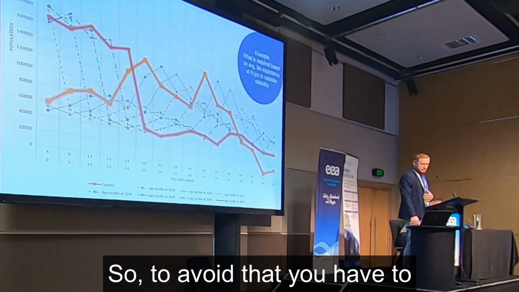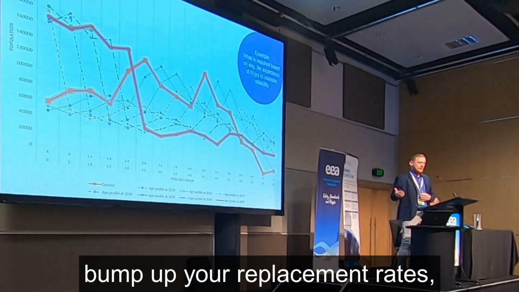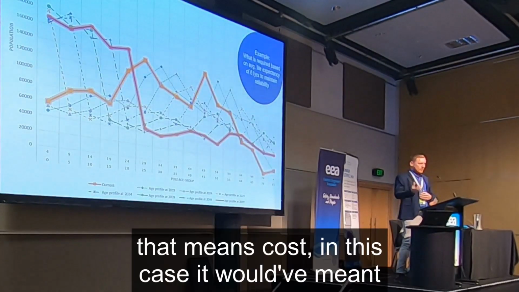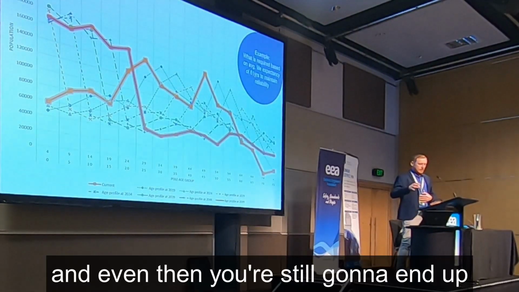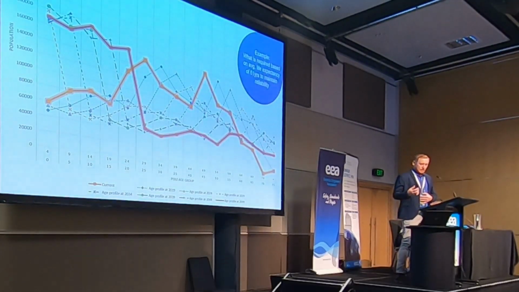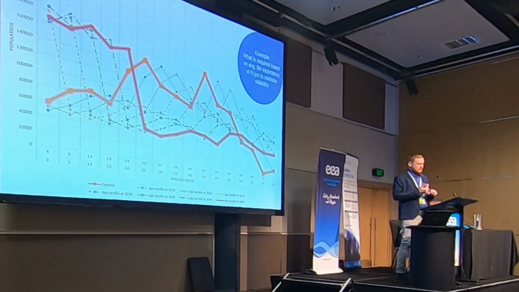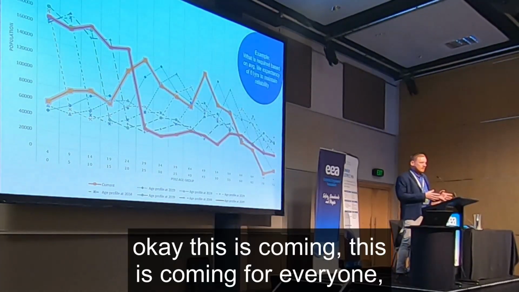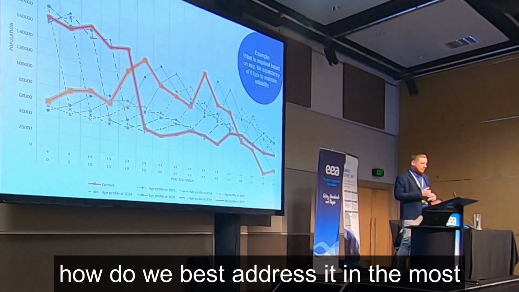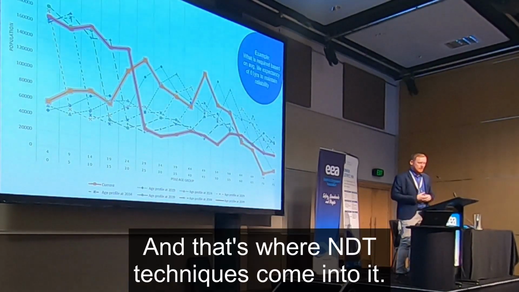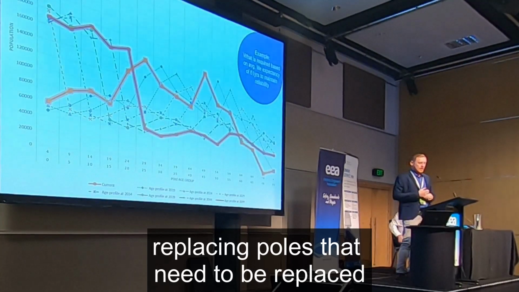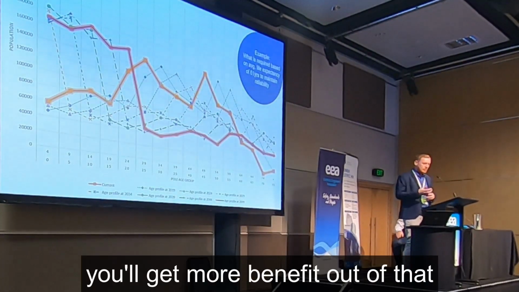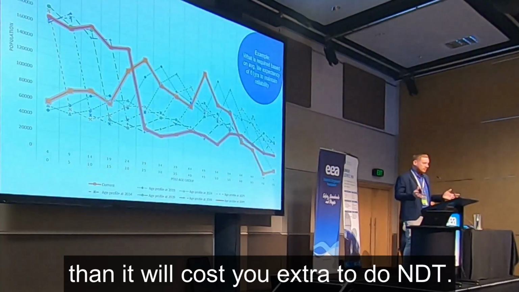So to avoid that, you have to bump up your replacement rates. That means cost. In this case, it would have meant tripling the cost of current replacement programs. And even then, you're still going to end up with some older poles in the network. So what you need to actually consider there is, okay, this is coming for everyone. How do we best address it in the most efficient way possible? And that's where NDT techniques come into it. It's actually more around making sure you're replacing poles that need to be replaced and not over-condemning. You will get more benefit out of that than it will cost you extra to do NDT.